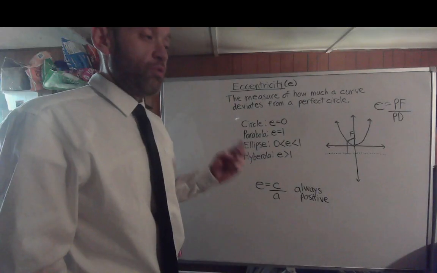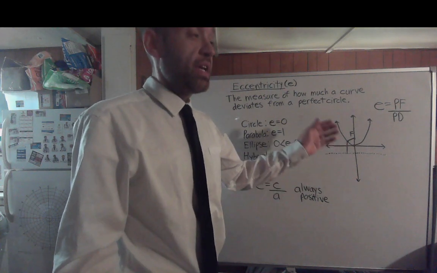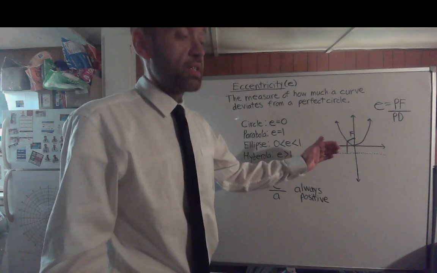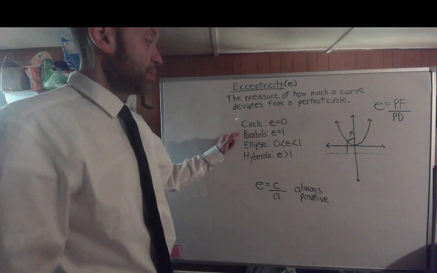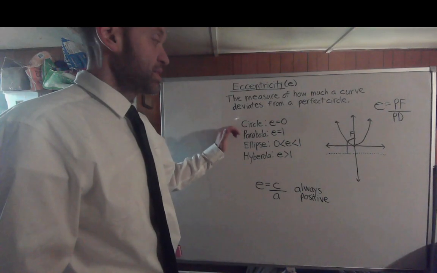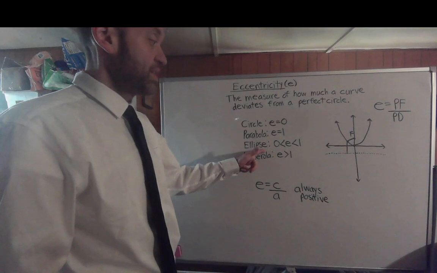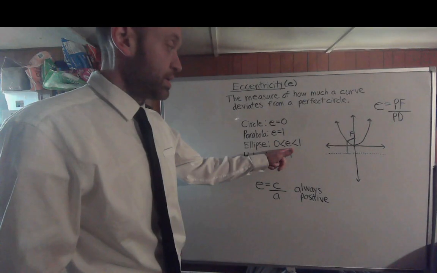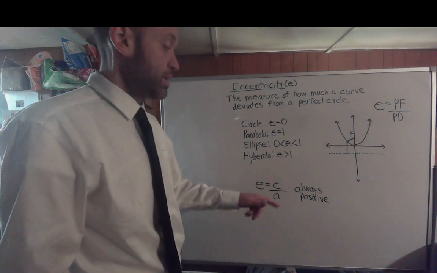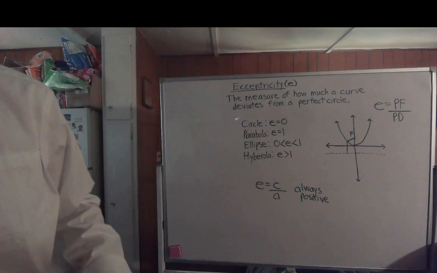If we think about a parabola, any point on the parabola is always equidistant from the focus and the directrix. That's why a parabola will have an eccentricity of 1. Now, an ellipse has an eccentricity that's greater than 0 but less than 1. And a hyperbola has an eccentricity greater than 1. And eccentricity is always a positive value.